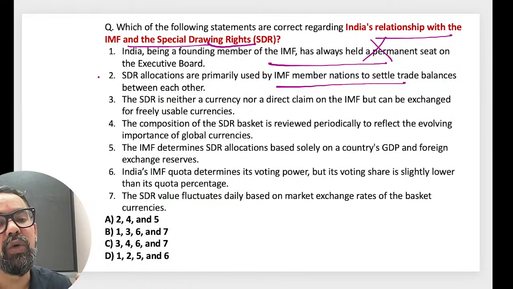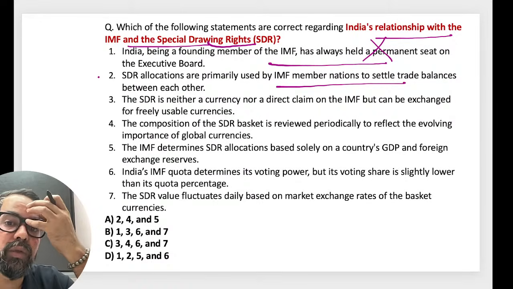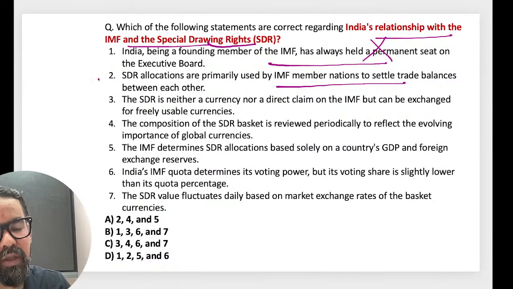Like we read yesterday, the ACU, Asian Clearing Union, okay. So similar to that one. ACU was built up based on the IMF. True. Net basis settlements happen.